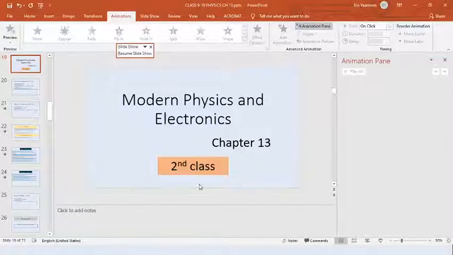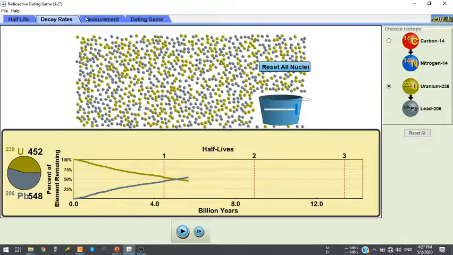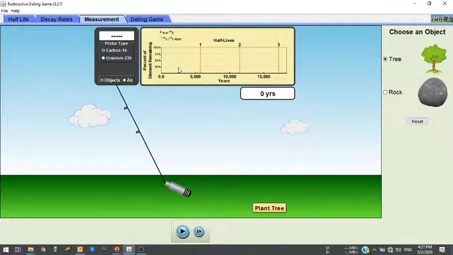Let's start with the example of a plant. We know that our atmosphere and all living organisms contain a small amount of carbon-14 inside the body, and scientists know the percentage of carbon-14 present inside a living organism. So if we plant a tree, the plant is growing.